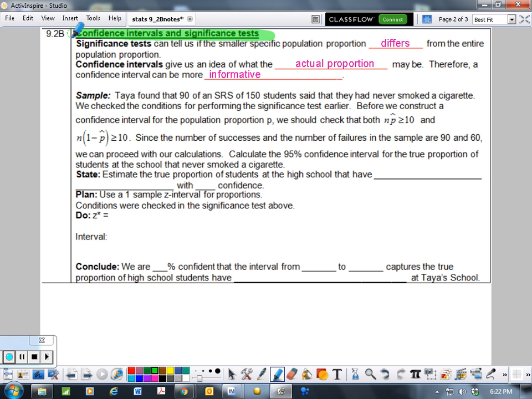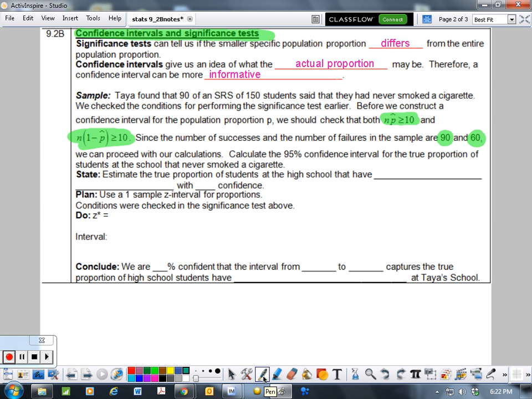Taya found that 90 of her random sample of 150 students said they had never smoked a cigarette. We checked the conditions before performing the significance test earlier. Before we construct a confidence interval for the population proportion, we need to check the normal condition again, because this normal condition uses our sample size. With our sample size, we're looking at 90 and 60 for success and failure. That means we've met that, and we can continue with our calculations for a confidence interval.